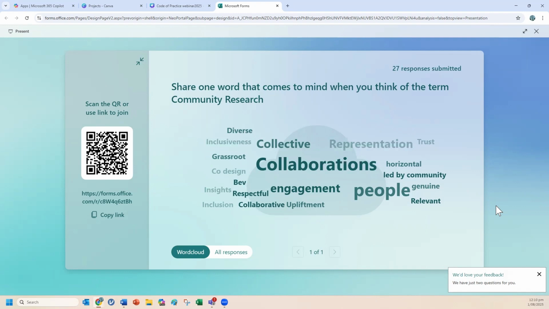The size of the word reflects the number of people who have used it as their response. So definitely there is a focus on a collaborative endeavour, a collective endeavour, people and engagement, the need for grassroots and inclusiveness. Again, this collaboration with co-design, inclusiveness, uplifting, horizontal, trust, genuine. That's fantastic.